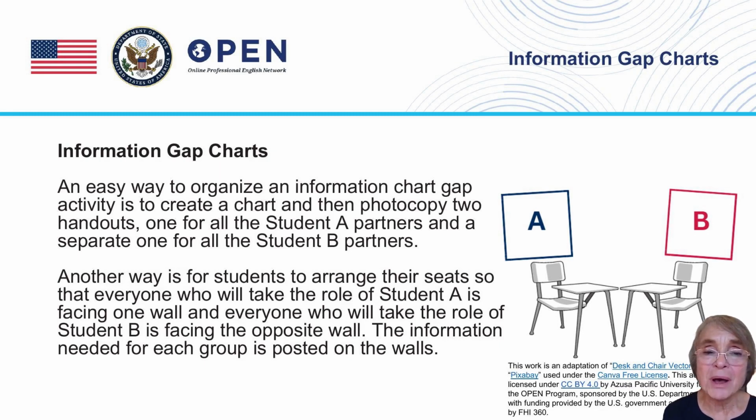If this is not possible, it may be possible for students to arrange their seats so that everyone who will take the role of student A is facing one wall, and everyone who will take the role of student B is facing the opposite wall. The needed information can then be posted on large pieces of paper on the two walls.